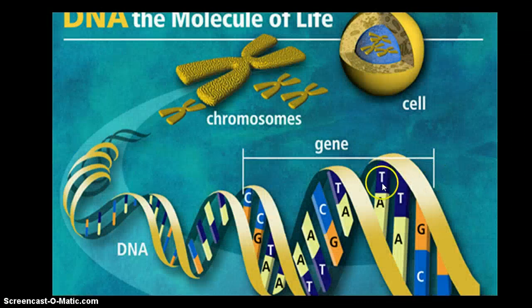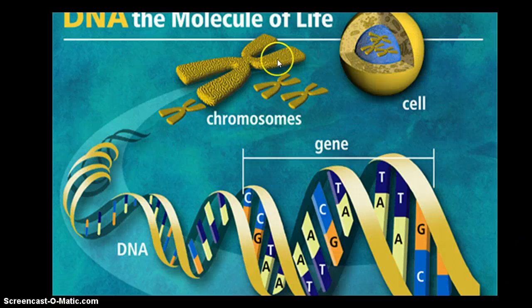Okay, so basically what this is showing you is how DNA makes up chromosomes. DNA actually wraps around proteins that wrap around more proteins that condense to form chromosomes, and this is what you find in the nucleus of the cell.